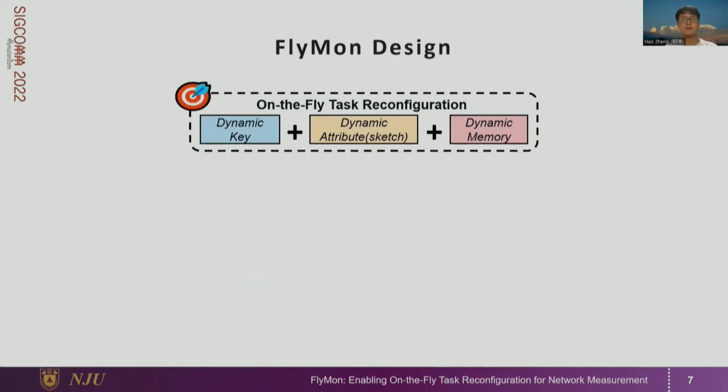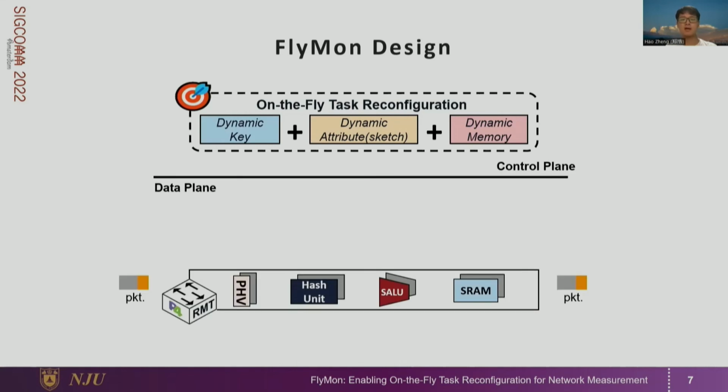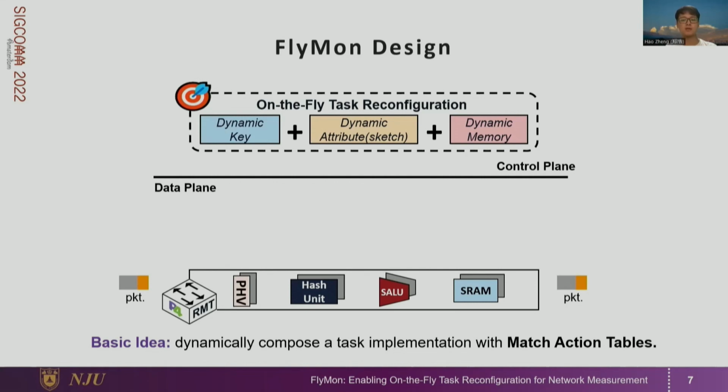Below are our designs. The target of FlyMon is to enable on-the-fly reconfiguration of sketch-based measurement tasks. We divide the target into dynamic key, dynamic attribute or sketch, and dynamic memory. Our designs are based on RMT-based hardware switch. The basic idea is to compose the task implementation with match action tables.